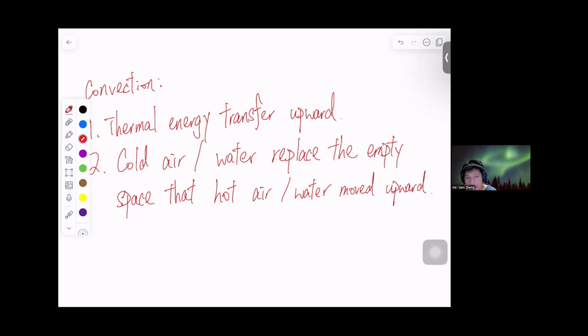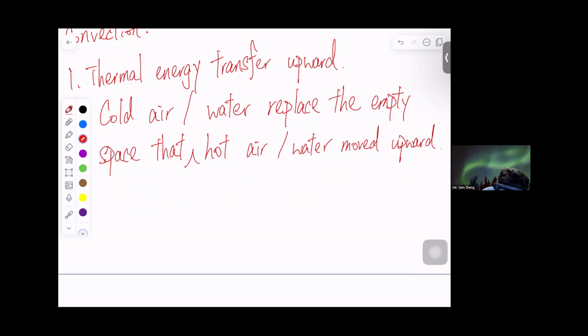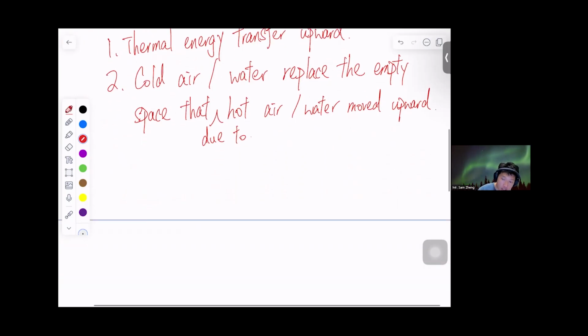Okay, so basically the cold air or water will replace the empty space. That's the hot air or the water that has been moved upward, okay? Okay, then how about radiation?